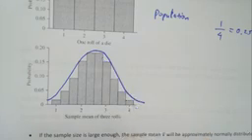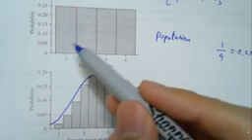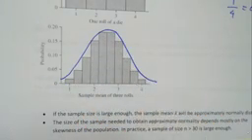Now, for the case when the population is already normally distributed, the sample mean will be normally distributed no matter the sample size. But if the population is not normally distributed, then we are required to have at least 30 for the sample size in order for the sample mean to approach the normal curve.